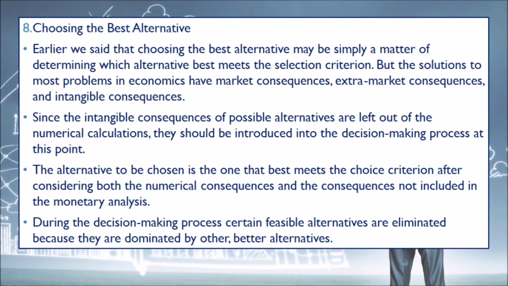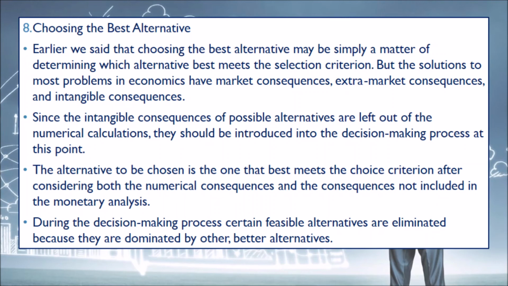Step 8. Choosing the best alternative. Earlier, we said that choosing the best alternative may be simply a matter of determining which alternative best meets the selection criterion. But the solutions to most problems in economics have market consequences, extra market consequences, and intangible consequences. Since the intangible consequences of possible alternatives are left out of the numerical calculations, they should be introduced into the decision-making process at this point.